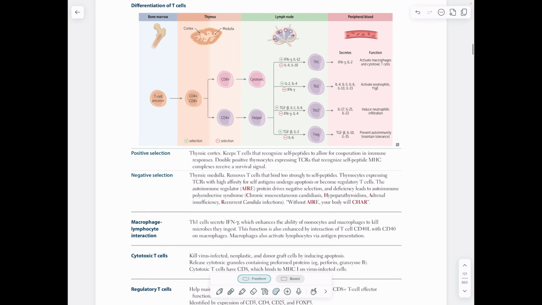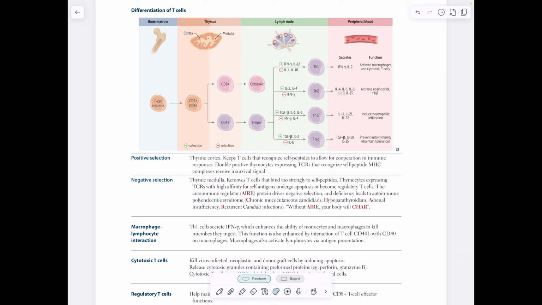Now we will move to the diagram that is given by the book. Same as that, in the bone marrow there are the T cell precursors. And then we have the T cells in the thymus cortex, and they are immature. The immature cells have both surface markers, CD4 and CD8, and there will be a positive selection, then there will be negative selection in the medulla when they become mature, and then they will go into lymph nodes. The CD8 become cytotoxic and CD4 become helper cells.